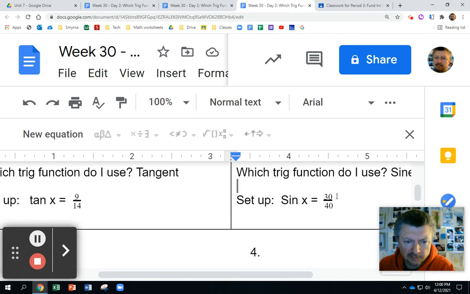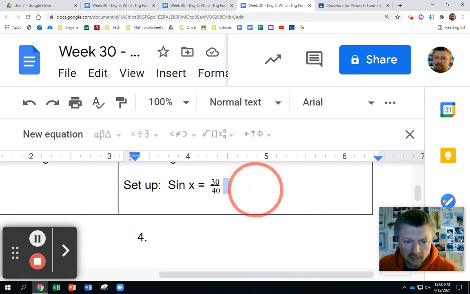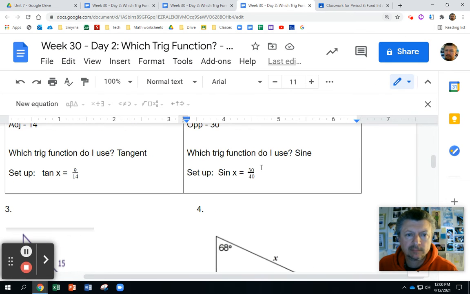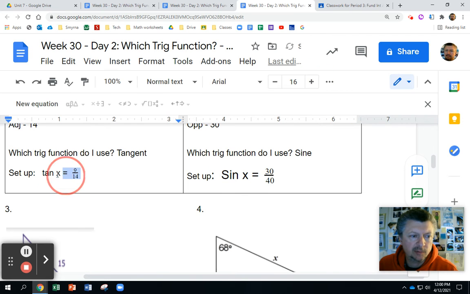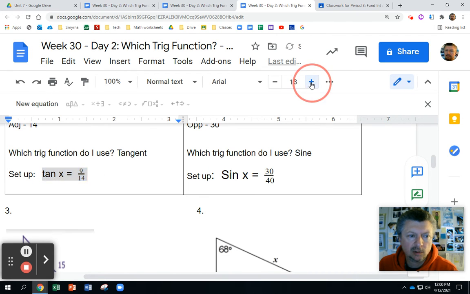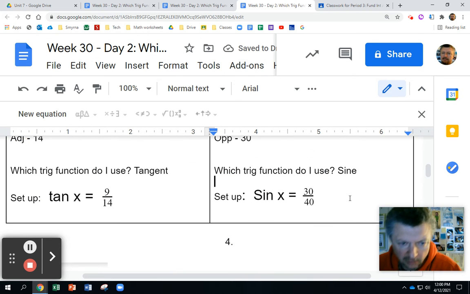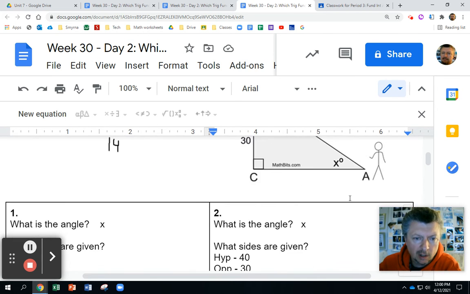30 over 40. This seems kind of small here. Let me make it a little bigger so you can see it. Okay, there you go. So there's two of them. We're going to do one more.